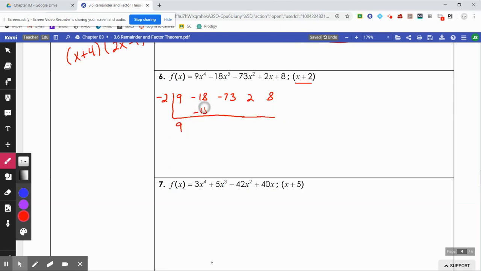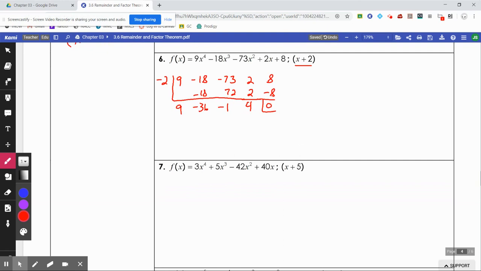So 9, -18, -36. A lot of people there would be tempted to put 0. 72, -1, +2. 2 and 2 is 4, negative 8, and it does give you the 0. Now you're left with 4 terms though, and this one's different. So we broke it into x plus 2 by dividing, times 9x to the third minus 36x to the second minus x plus 4.